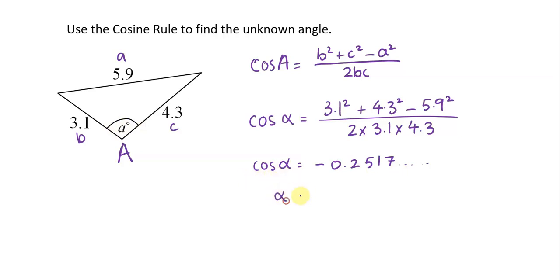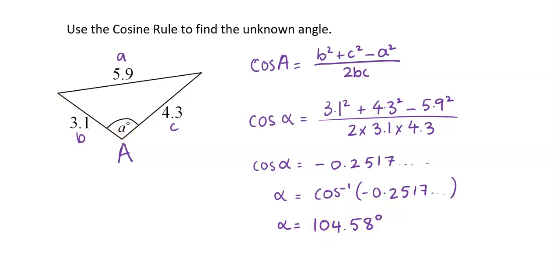So to find out what our angle alpha is, we take the inverse cosine of negative 0.2517, and make sure you kept this number in your calculator, and you use the answer key to get an accurate answer. So our alpha will be the inverse cosine of that value, and that will be equal to 104.58 degrees.